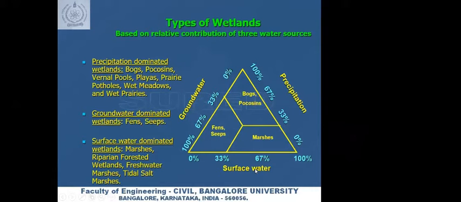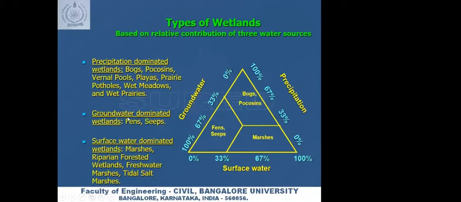Now, with wetlands, I will come back to the same slides in subsequent sessions. Just to introduce, since I am talking about wetlands, what are the types of wetland? Briefly, you might have heard the terms bogs, vernal pools, wet meadows, wet prairies and so on. These are mainly dominated by precipitation as the source of water. The contribution from groundwater and surface water is less in these types of wetlands.